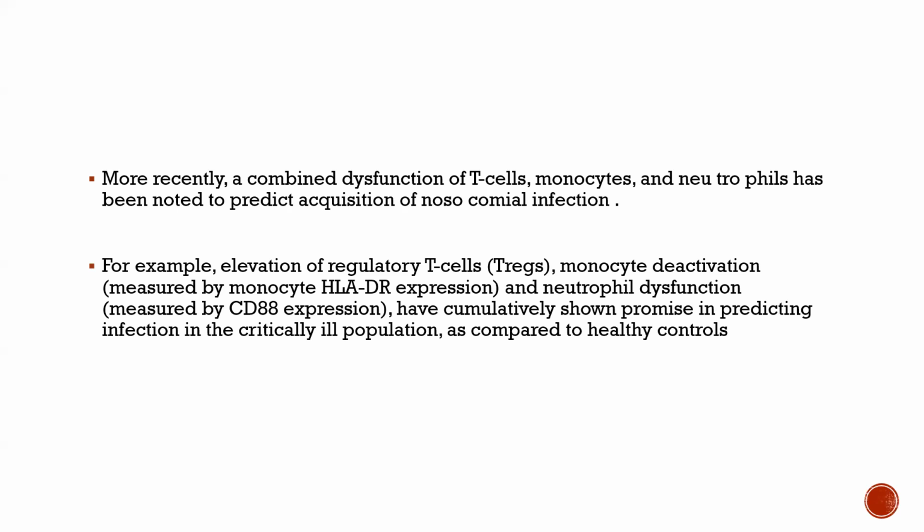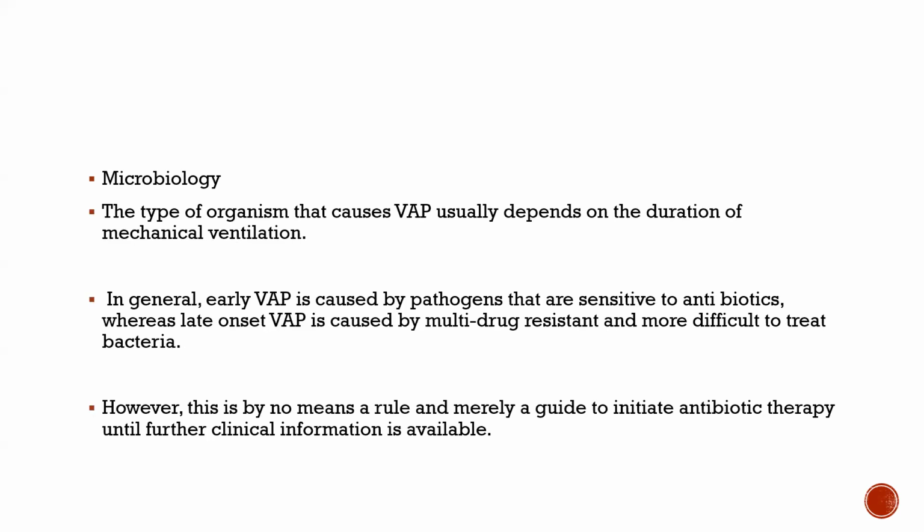More recently, combined dysfunction of T cells, monocytes and neutrophils has been noted to predict acquisition of nosocomial infection. For example, elevation of regulatory T cells, monocyte deactivation, and neutrophil dysfunction have cumulatively shown promise in predicting infection in critically ill population as compared to healthy controls.